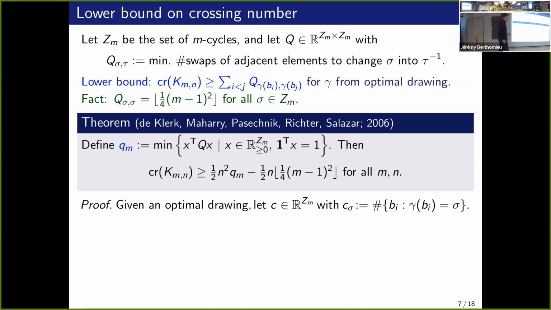So in total, the entries of C sum to which number? The vector C, if you sum all the entries, sums to n, because in total there are n bi's. So if we now take n inverse C, then it's feasible for Qm because it sums to 1. And it's also entry-wise non-negative because all the entries of C are non-negative.